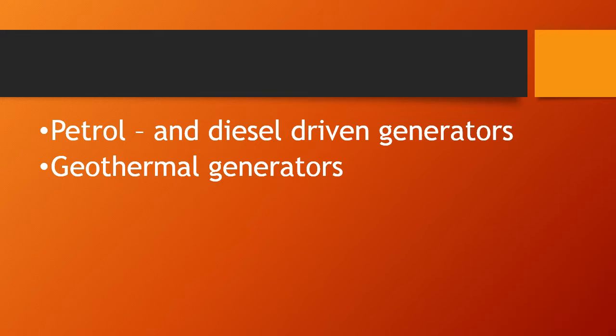2. Geothermal generators. These types of generators use steam from the earth to produce electricity. The steam, which is under high pressure, rotates turbines which drive a generator to produce electricity. Pupils, a geothermal power station is found in Olkaria, near Naivasha in Rift Valley province.